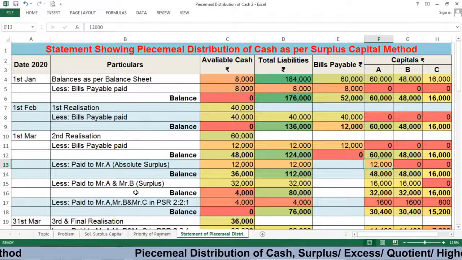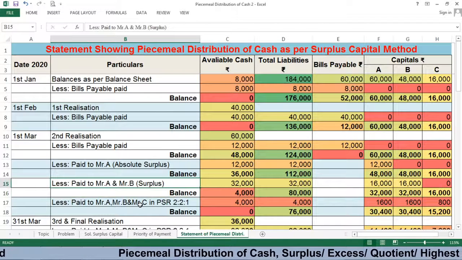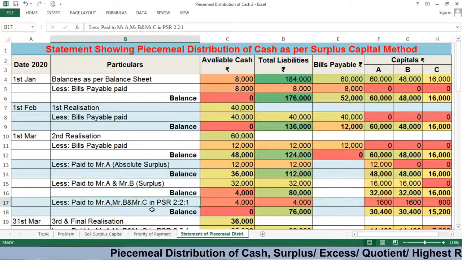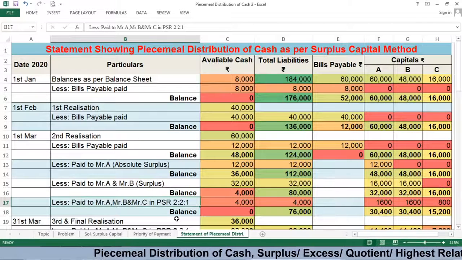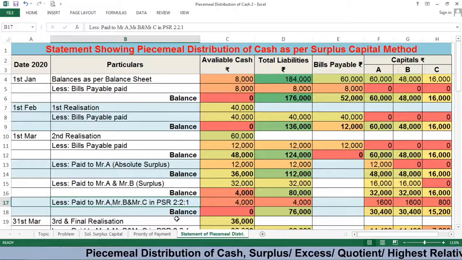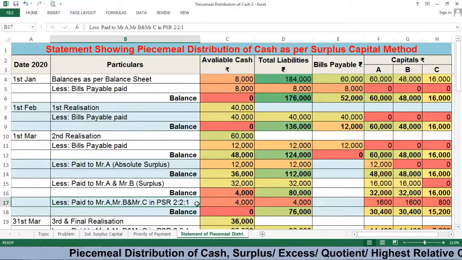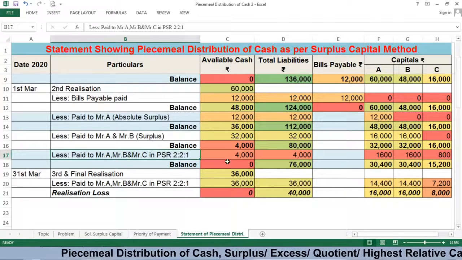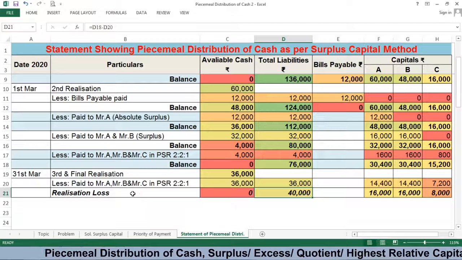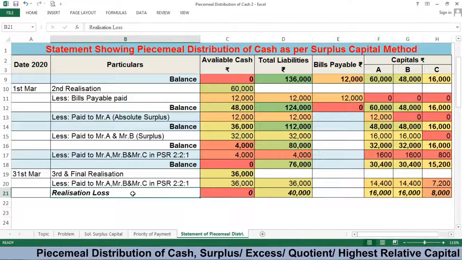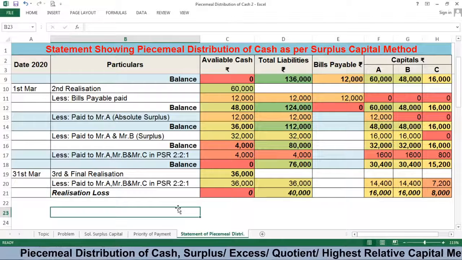Then we paid surplus to Mr. A and Mr. B. After the payment of surplus capital, we paid all the balance amount among all the partners in their profit sharing ratio, that is 2 is to 2 is to 1. After that, we found that we have a loss of rupees 40,000, which is called a realization loss. I hope all of you understand this example.